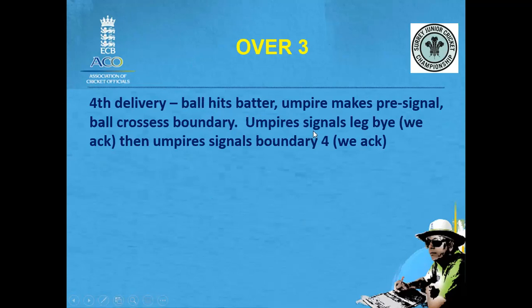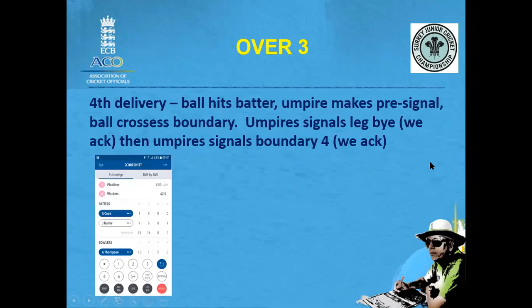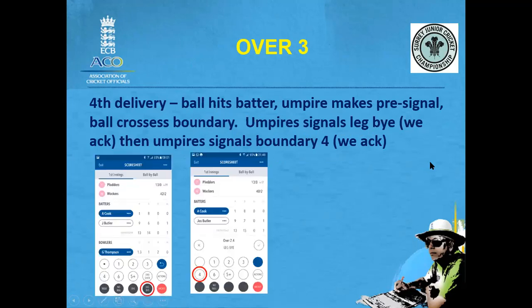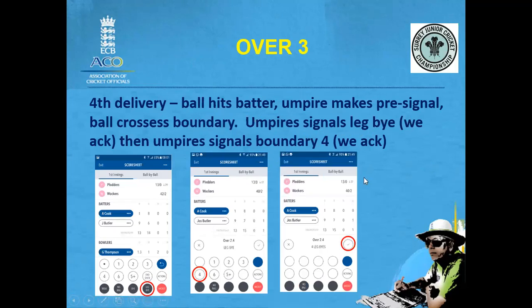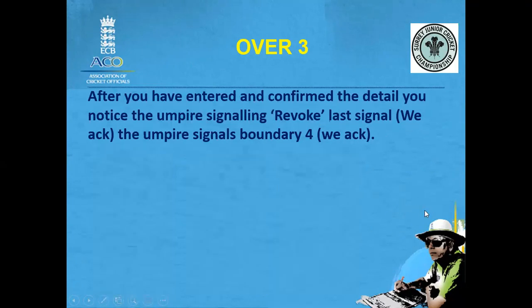So the umpire signals to us leg byes, which we acknowledge, then the umpire signals boundary 4, which we acknowledge. So leg byes plus the 4 gives us 4 leg byes, which we confirm. However, after you've done that, you look up and you notice the umpire is signaling revoke the last signal. We acknowledge the revoke, and the umpire confirms the boundary 4.